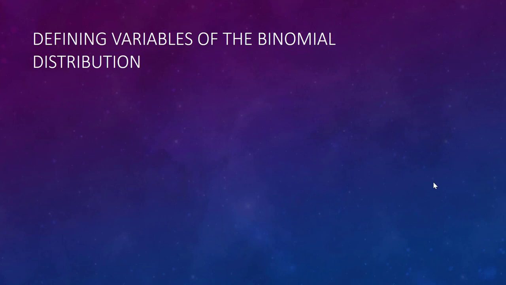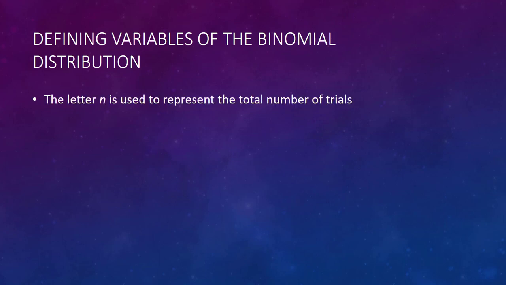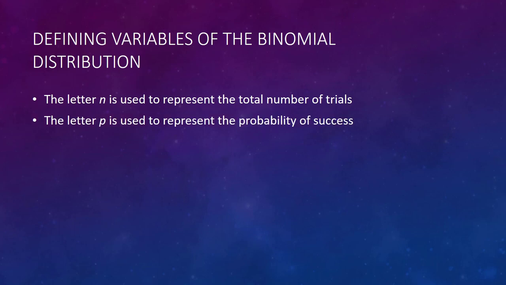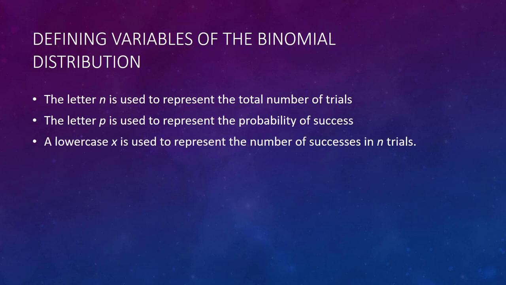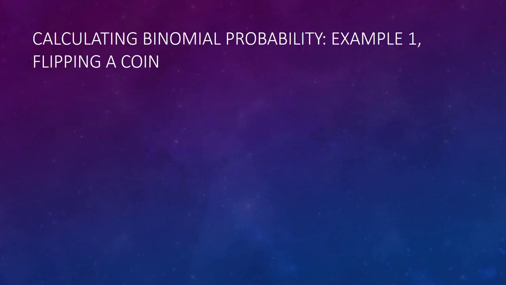Defining variables of the binomial distribution. The letter n is used to represent the total number of trials. The letter p is used to represent the probability of success. A lowercase x is used to represent the number of successes in n trials.